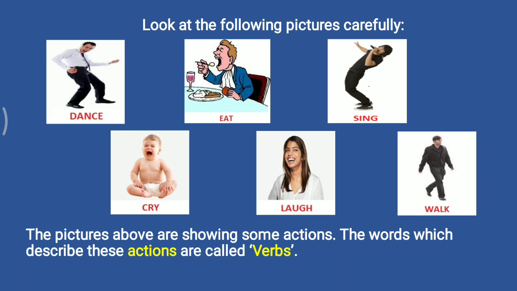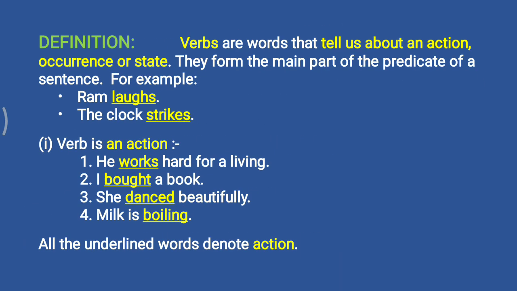So you can see different actions are done by them. So these actions are dance, eat, sing, cry, laugh and walk. The words which describe these actions are called verbs. Now let's define what verbs are. Verbs are words that tell us about an action, occurrence or state.